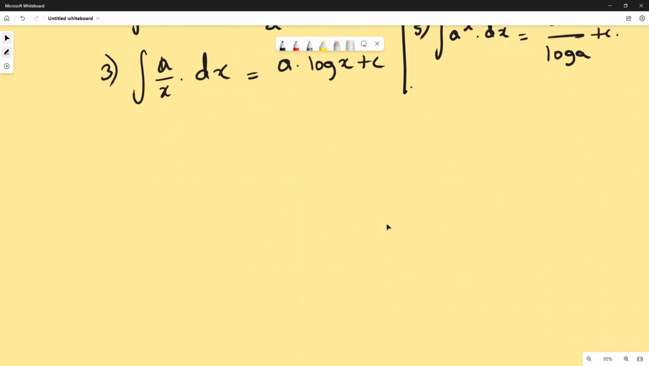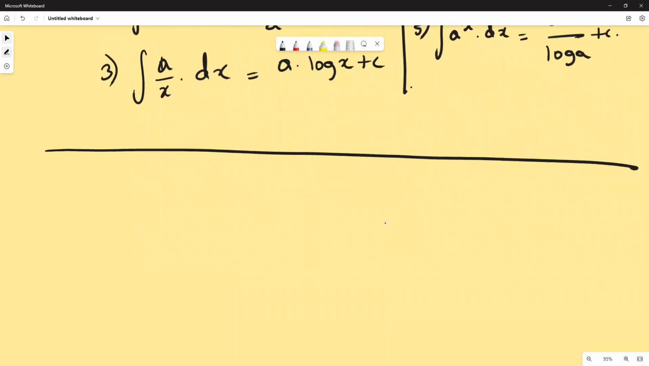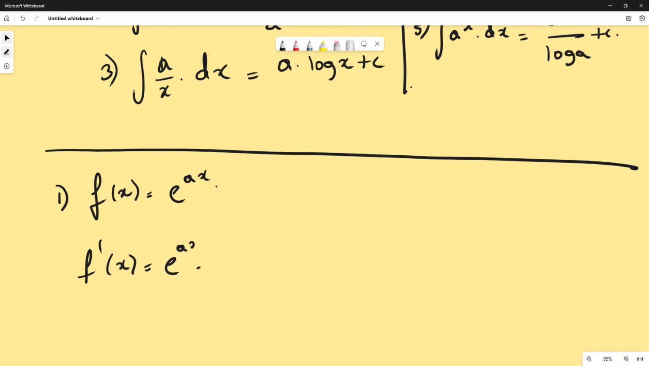You might recollect in my previous video on differentiation, I have shown you that if we have a function, let us say f of x is equal to e power ax, then the differentiation of this would be e power ax into d by dx of ax, which is a into e power ax.